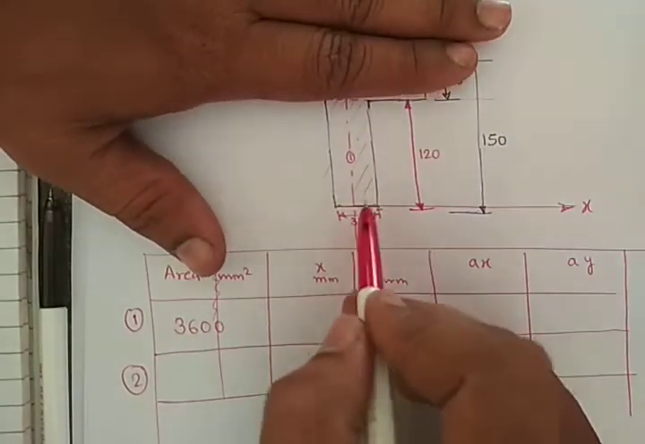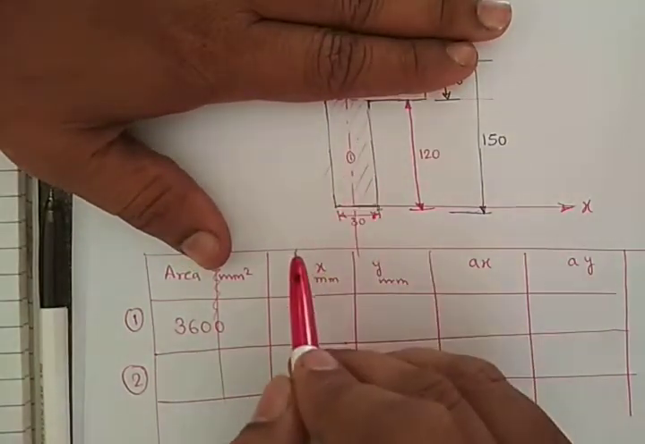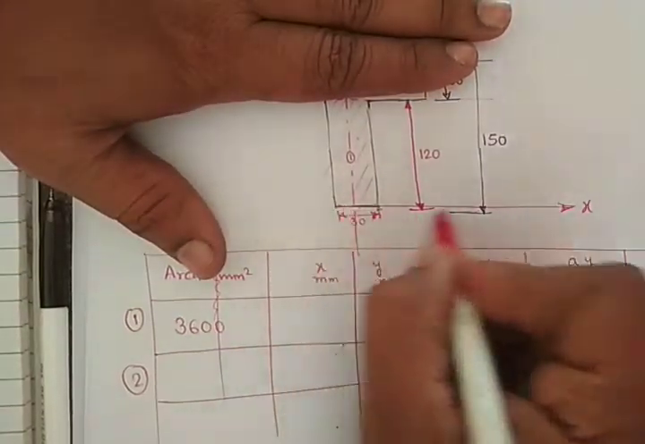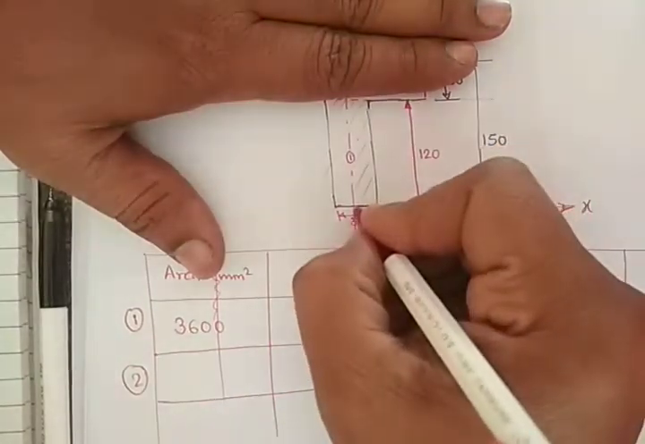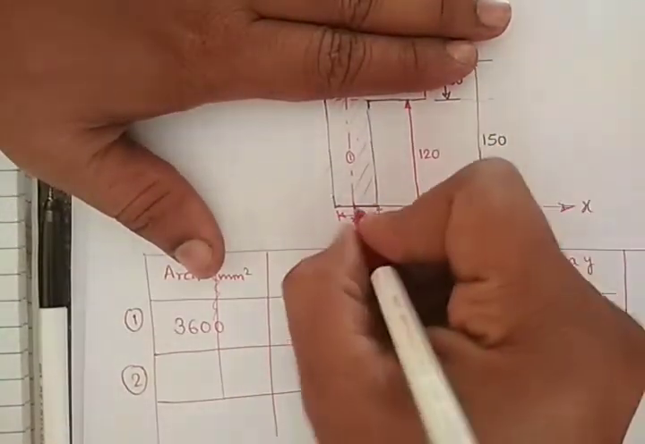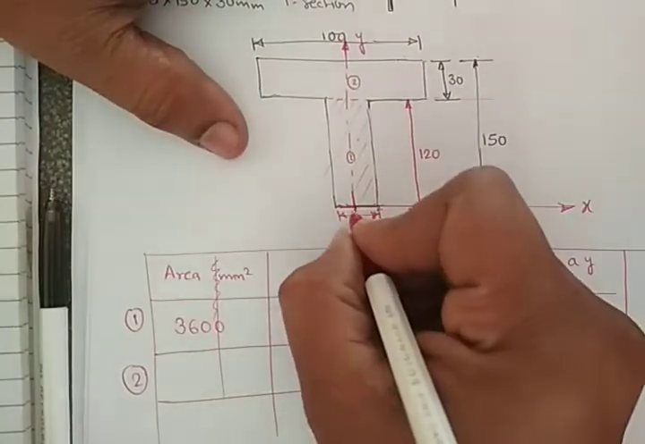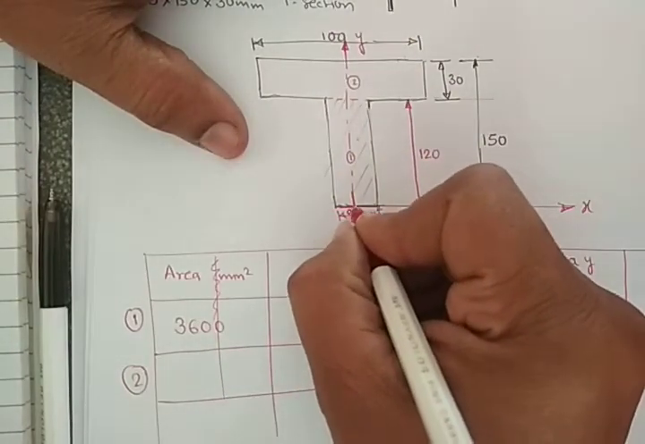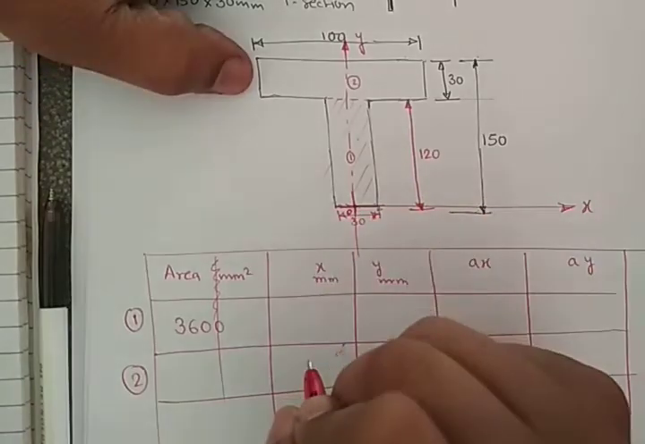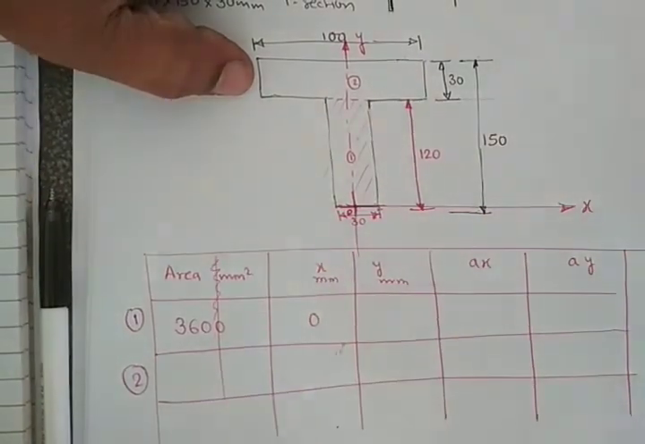Now in the first figure, what is the center? In the X direction, in this direction, what is the center? It is obviously this one. And your X and Y axes are passing like this. So what is the coordinate at this point? It is 0. So consider this as 0.